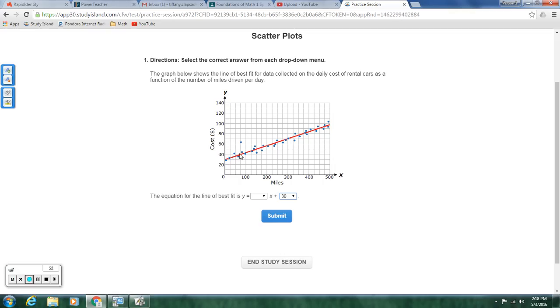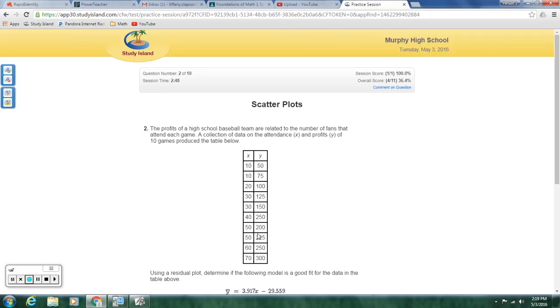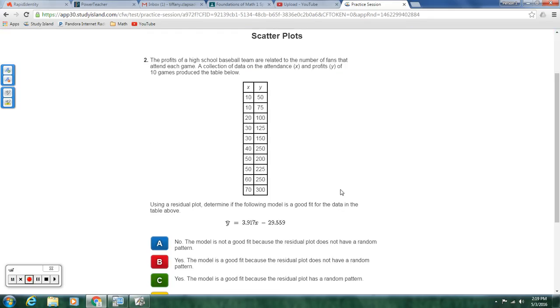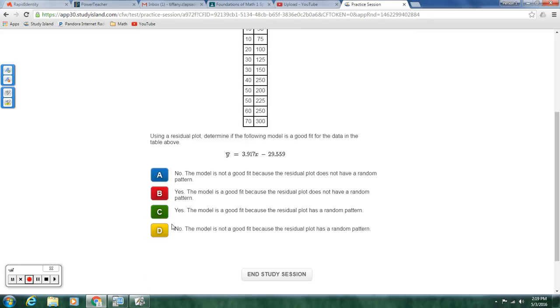So 10 divided by 75. Let's calculate. 10 divided by 75. Make it a fraction. 2 over 15? 2 over 15, did anybody else get that? Okay, we're not gonna worry about this one.